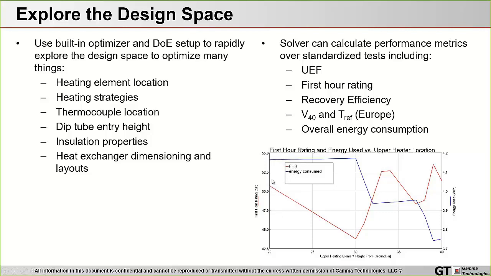And so you can see at the lowest location, it's a decent first hour rating, for example, maybe around 50 gallons or so. And then as you start to increase that upper heating element location, you can see the energy stays about flat, but the first hour rating just continues to drop. But as you keep increasing the upper heating element location, there's actually a nice local maximum for first hour rating with lower energy consumption.